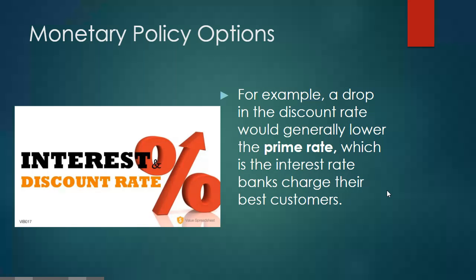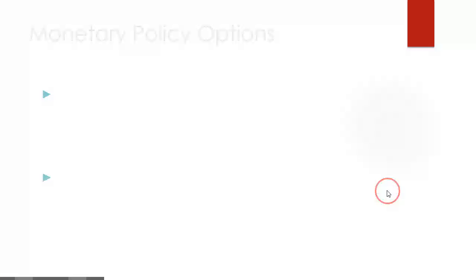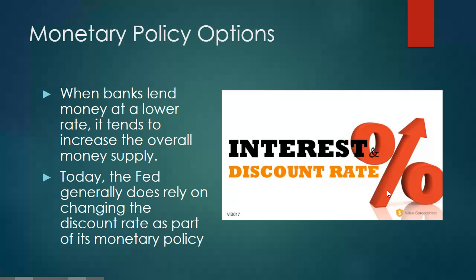A drop in the discount rate generally lowers the prime rate, which is what banks give their best customers, their prime customers, the customers that have great established credit. When banks lend money at a lower rate, it tends to increase the overall money supply. Today, the Fed generally does rely on changing the discount rate as part of its policy. So if I can get my auto loan at like 2.6%, that's really low. It's almost like free money. I still have to pay the loan back, but it doesn't cost me money to have the loan.